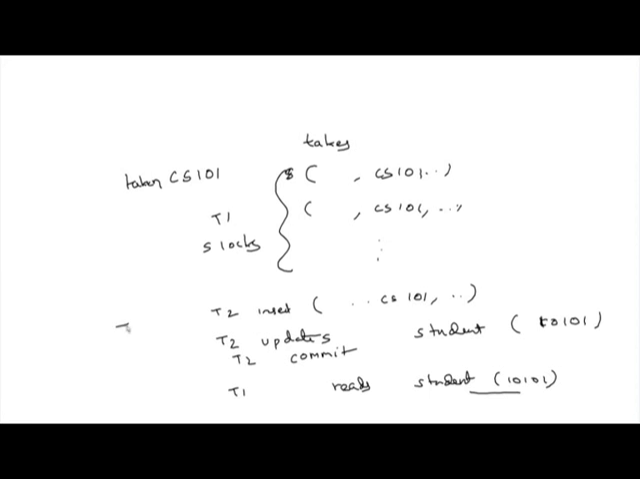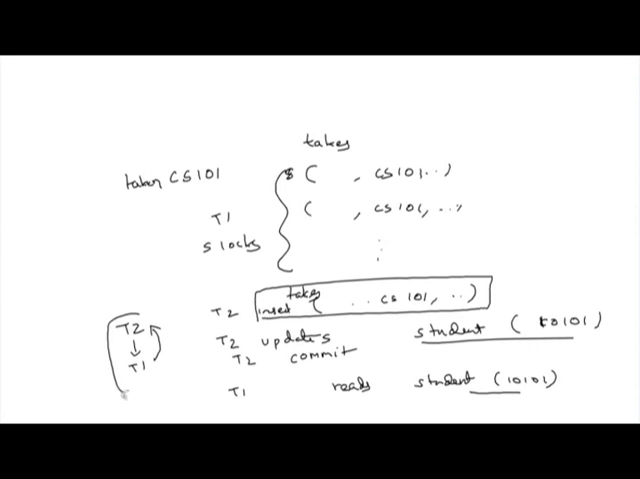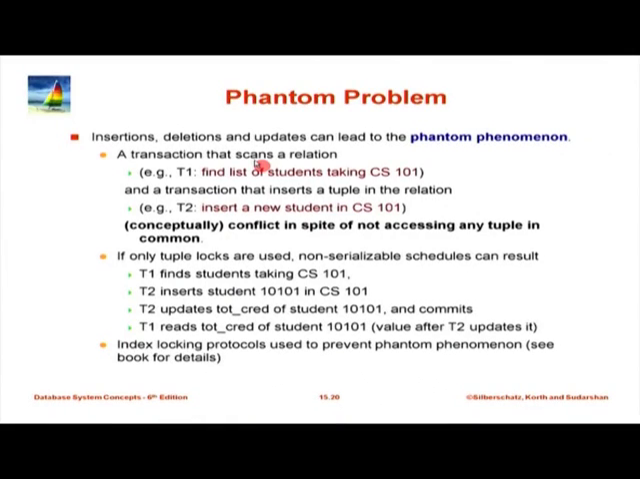Therefore, if you see the precedence, T2 has written something which T1 read. On the other hand, there is another thing which T2 wrote, namely this row inserted into the takes relation, which T1 did not see. So if you looked at that row, it would appear that T1 ran before T2. So with respect to that row, the serialization order is T1 before T2. With respect to the update on student, T2 is before T1. So you have a cycle. This is not serializable. That's the problem. And that problem is called the phantom phenomenon.